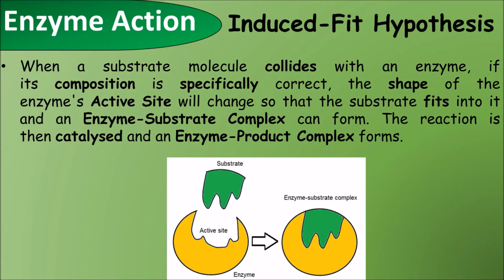When a substrate molecule collides with an enzyme, if its composition is specifically correct, the shape of the enzyme's active site will change so that the substrate fits into an enzyme-substrate complex. The reaction can then be catalyzed and an enzyme-product complex forms. Like I said, this is a more recent idea, but is now widely accepted as it doesn't allow for an enzyme converting products back into reactants, which would be counterproductive within the cell.